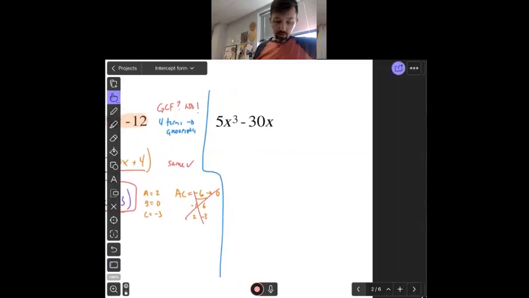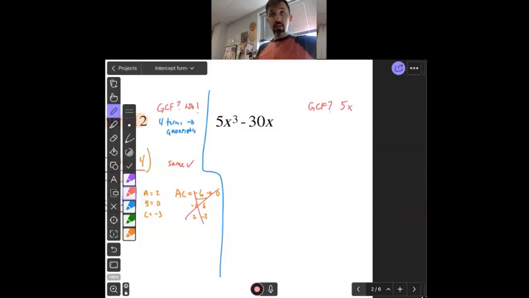So first thing I want to do, check for a GCF. Okay. Do they have anything in common? Yeah. 5 goes into both of those, and there's an x in both of those. So I'm going to take out a 5x. 5x times x squared, and then 5x times negative 6. Okay, so I've taken out the GCF.